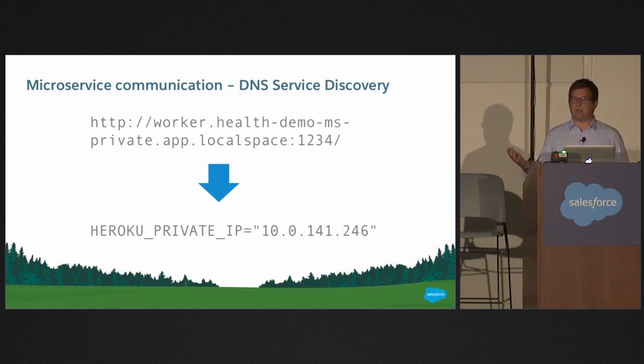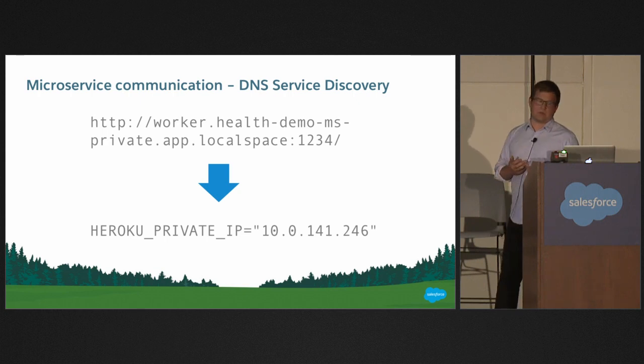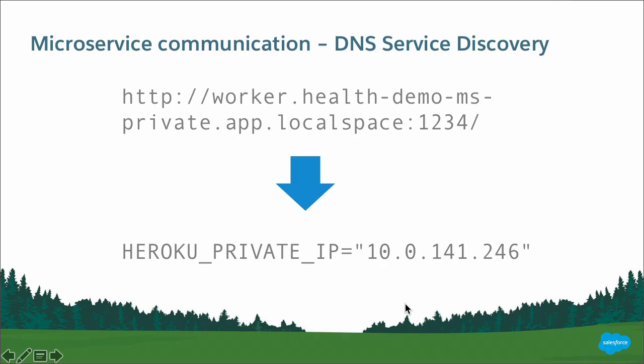I didn't show this off, but services within the private space are able to communicate easily via DNS service discovery. So in my application, I can use a very simple host name, like on the top, and it will resolve to the private IP address of the service that's running in the private space.